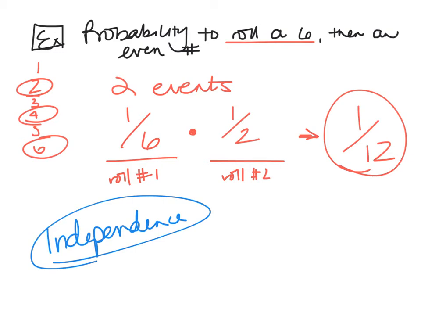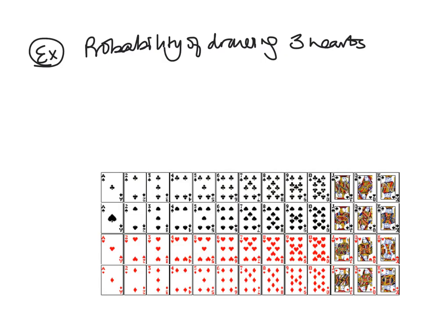So let me show you something that's called dependence, which is obviously the opposite, so you can see how those relate to it. All right, so in compound events, it doesn't necessarily just have to be 2 things. It can be any number of events above 1. So in this example, they're asking the probability of drawing 3 hearts.